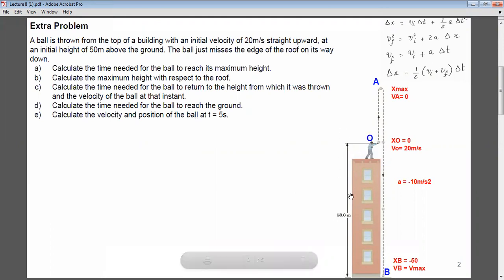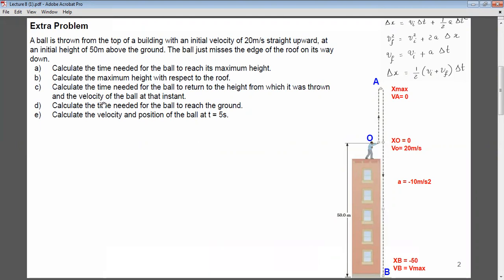These two pieces of information are already on the plot, on the figure. The ball just misses the edge of the roof on its way down. This is just to say that when it went up and then on its way down, it didn't reach the roof. It went down to the ground.